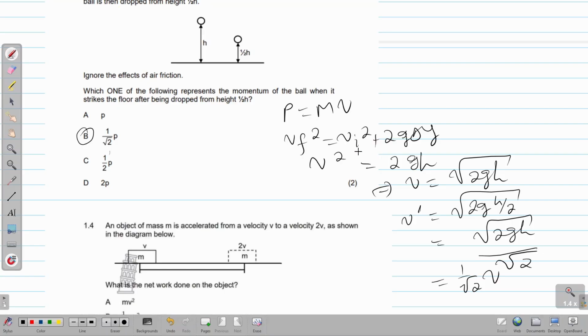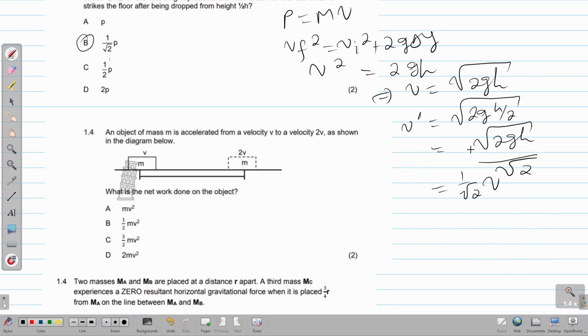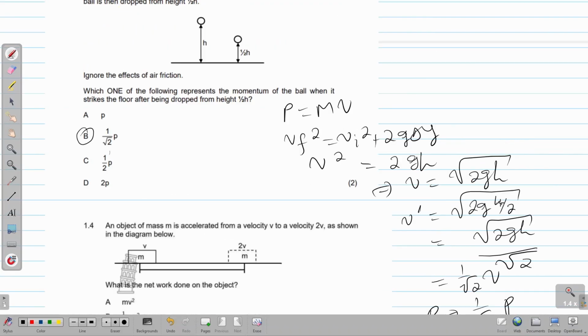So I'm deducing that since the momentum is directly proportional to velocity, if I change the velocity, the new velocity is 1 over root 2 v. So then the momentum is also going to be 1 over the square root of 2 times the original momentum.